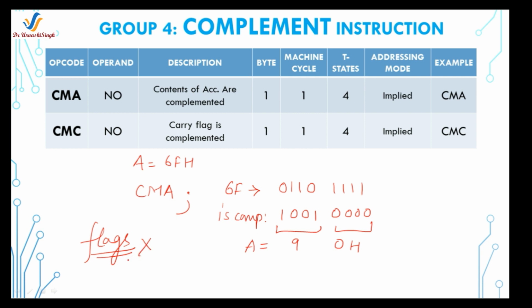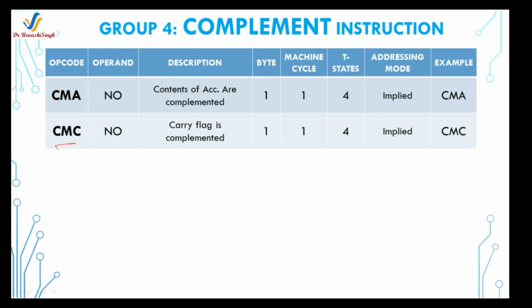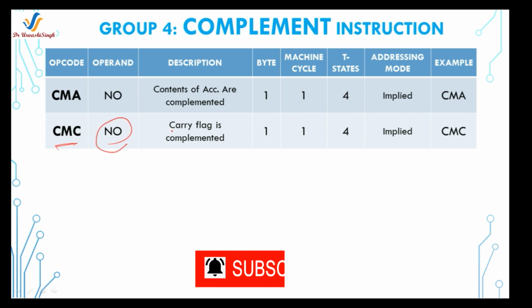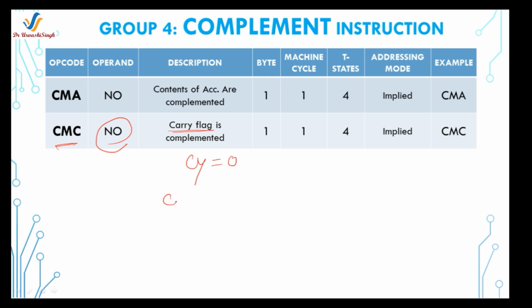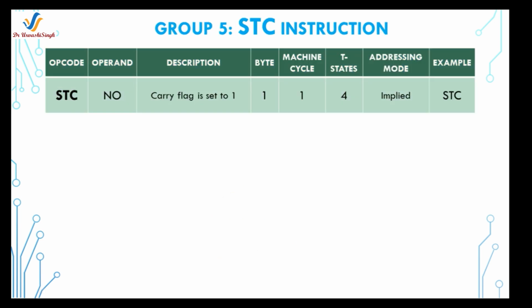Next instruction is CMC instruction. CMC instruction also does not require any operand, and this instruction is used to complement the carry flag value. If the carry flag value is 0, using CMC instruction, then the carry flag will be set. Rest of the flags will not modify, so it will remain same. Now the next instruction is STC. This instruction is used to set the carry flag 1.